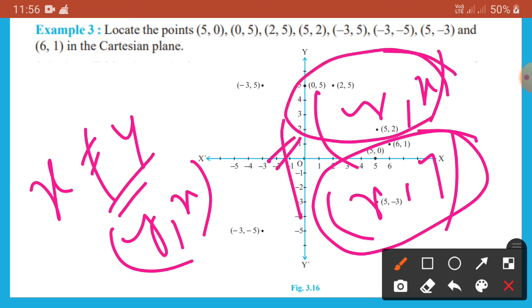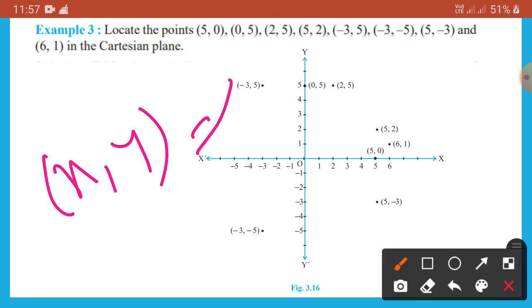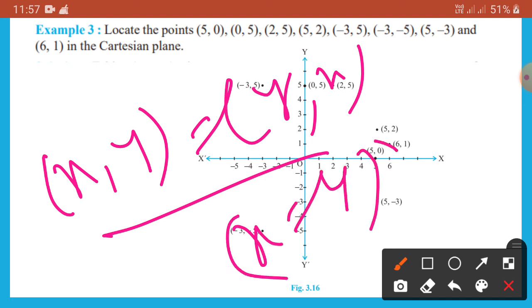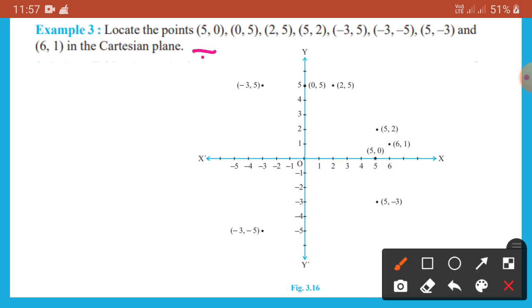Got it? Also, x comma y equal to y comma x, the coordinates will be the same on both sides only if the values of x and y are the same. That is, the coordinate x will be equal to the coordinate y. Got it? So here the first point is 5, 0.